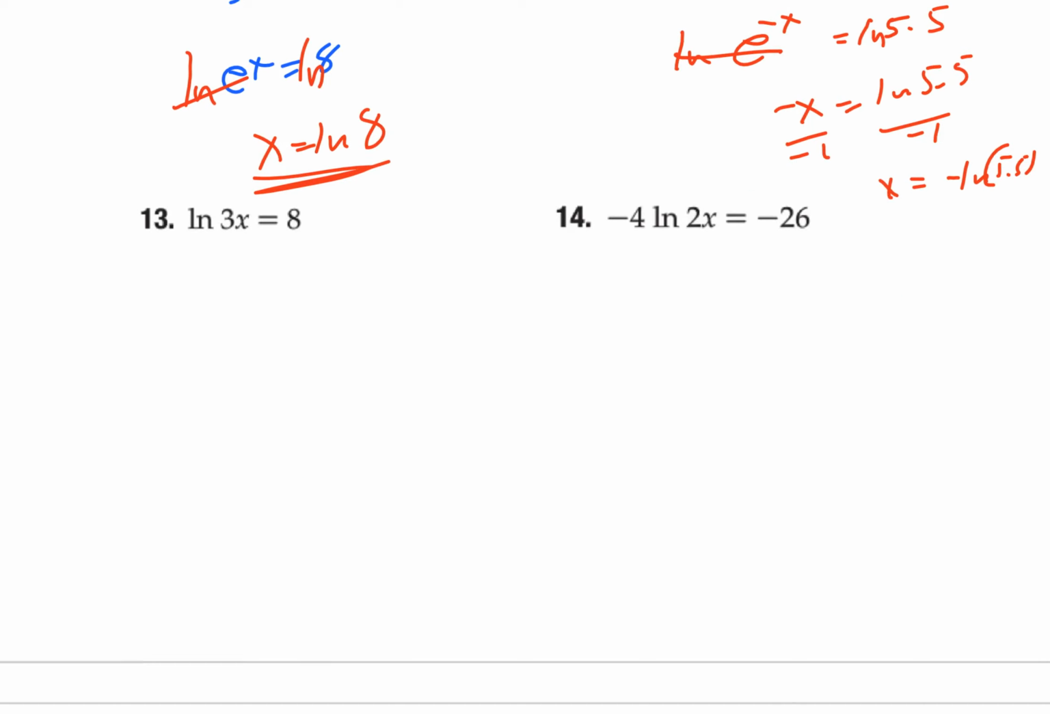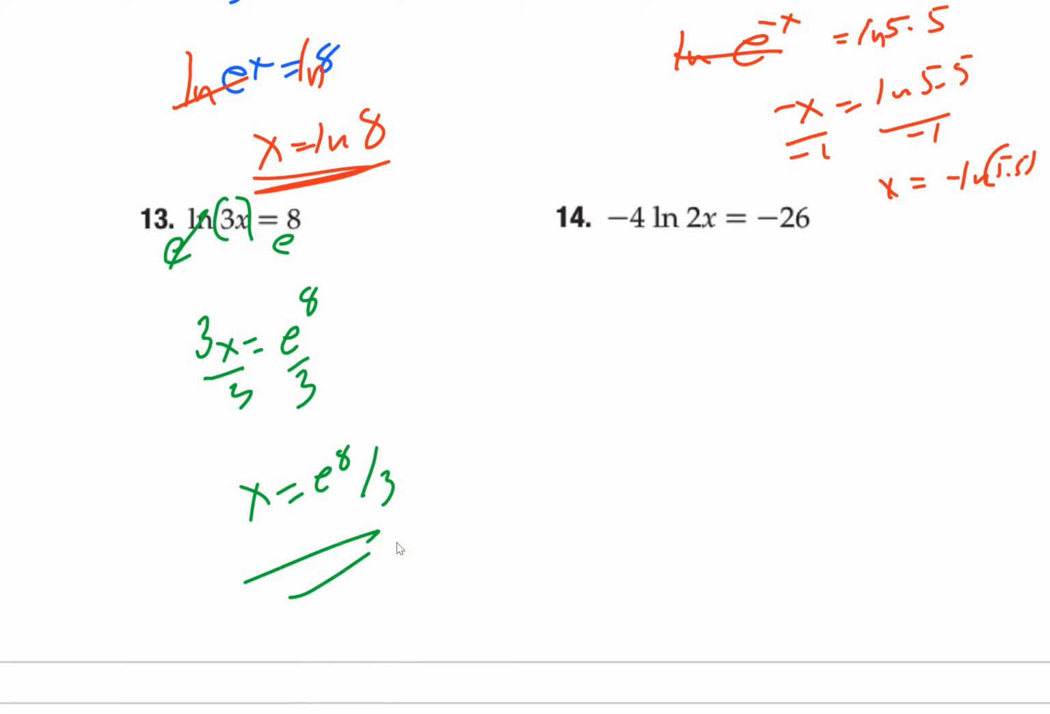Now let's look at some natural log problems. Natural log of 3x equals 8. So remember, the way you want to get rid of natural log is you take the e to both sides. So take the e to both sides. 3x equals e to the 8th. Now we can just divide by 3. x equals e to the 8th over 3. Done. Over here, just like before, you always want to isolate the natural log.